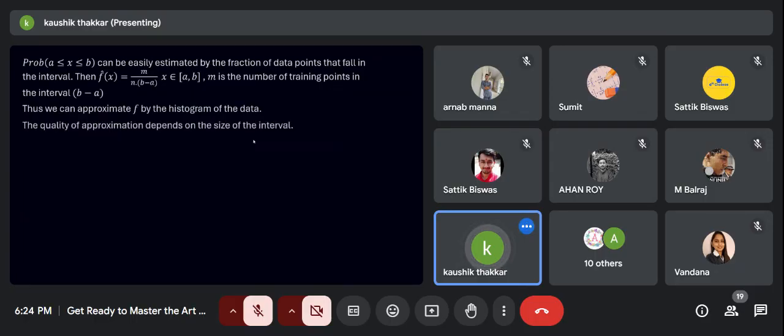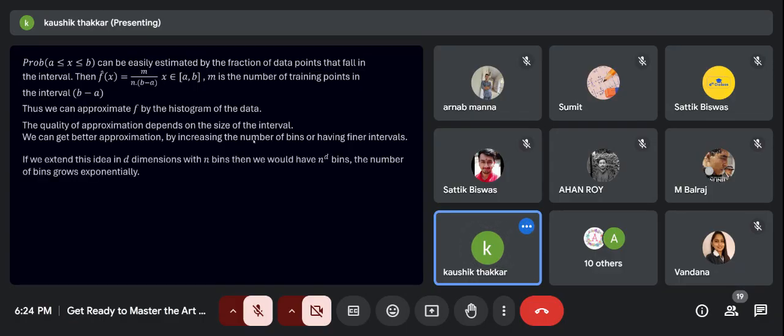Now the quality of approximation depends upon the size of the interval, what size we are considering. We can get better approximations by increasing the number of bins or having finer intervals. So the smaller the intervals are, the better the approximations. Now, there's one problem with this.